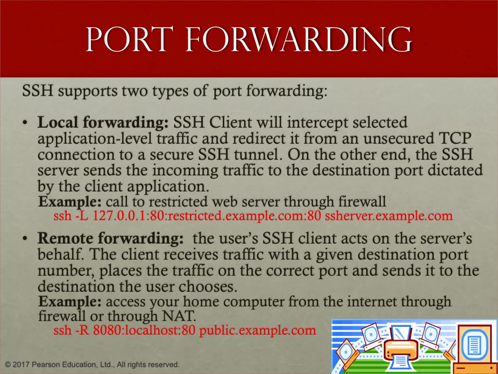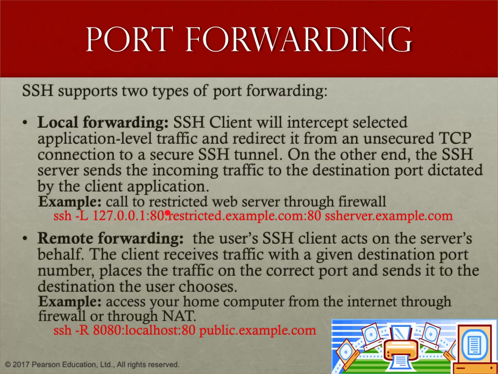So this is the configuration. For local port forwarding, the SSH client will intercept the selected application level traffic and redirect it from an unsecure TCP connection to a secure SSH tunnel. Okay? On the other end, the SSH server sends incoming traffic to the destination port dictated by the client application. So if I say this is local port forwarding, this means that I connect to this SSH server, okay? This SSH server marks the end of the tunnel, which is supposed to be behind the firewall. So this is where you have to connect. This marks the end of the tunnel.